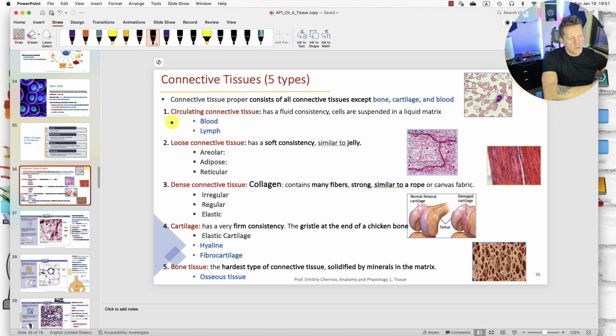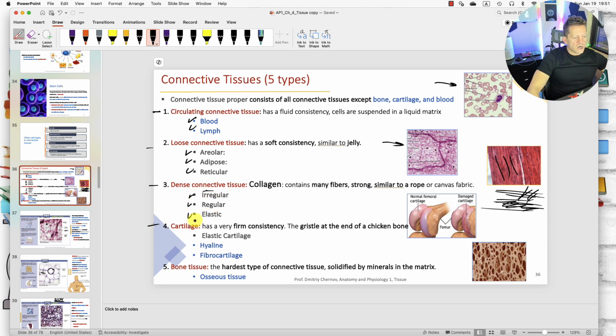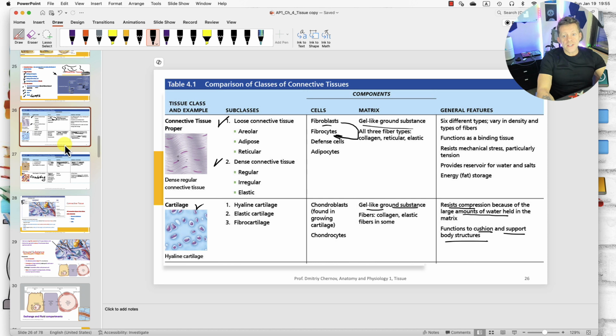So this slide basically summarizes everything. I put them from the least dense type of connective tissue to the most dense type of connective tissue. So the circulating connective tissue, like blood and lymph. Then there's loose connective tissue: areolar, adipose, and reticular. Then there's dense connective tissue: irregular, regular, and elastic. Then there's cartilage: elastic cartilage, hyaline cartilage, fibrocartilage, and then there's bone. So that basically summarizes all of the types of connective tissue.